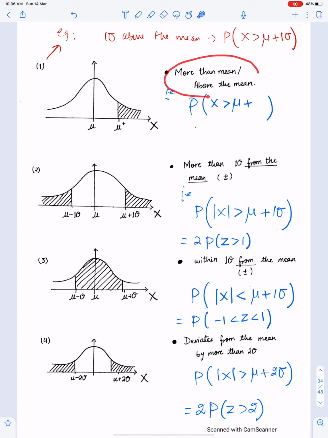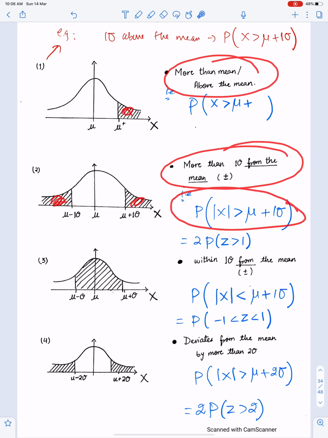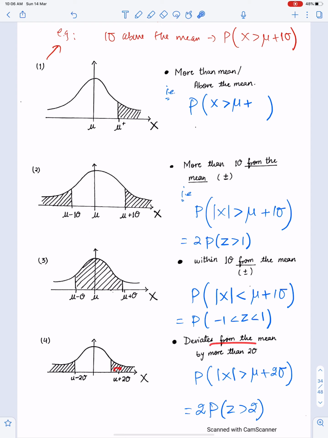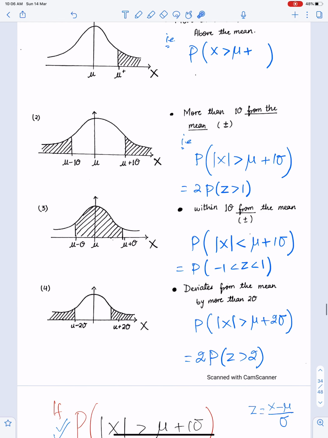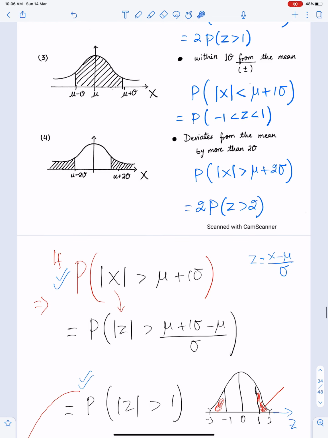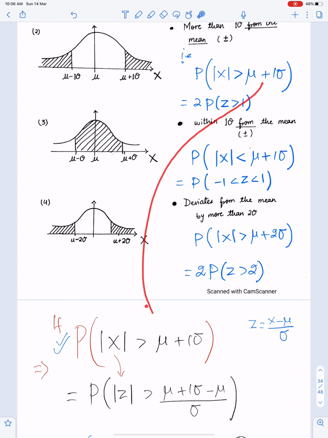And these statements mean this area, this means this and this area because of this sign. Within means this area, and more than means this and this area. I solved this part here. See, I did this one for you.